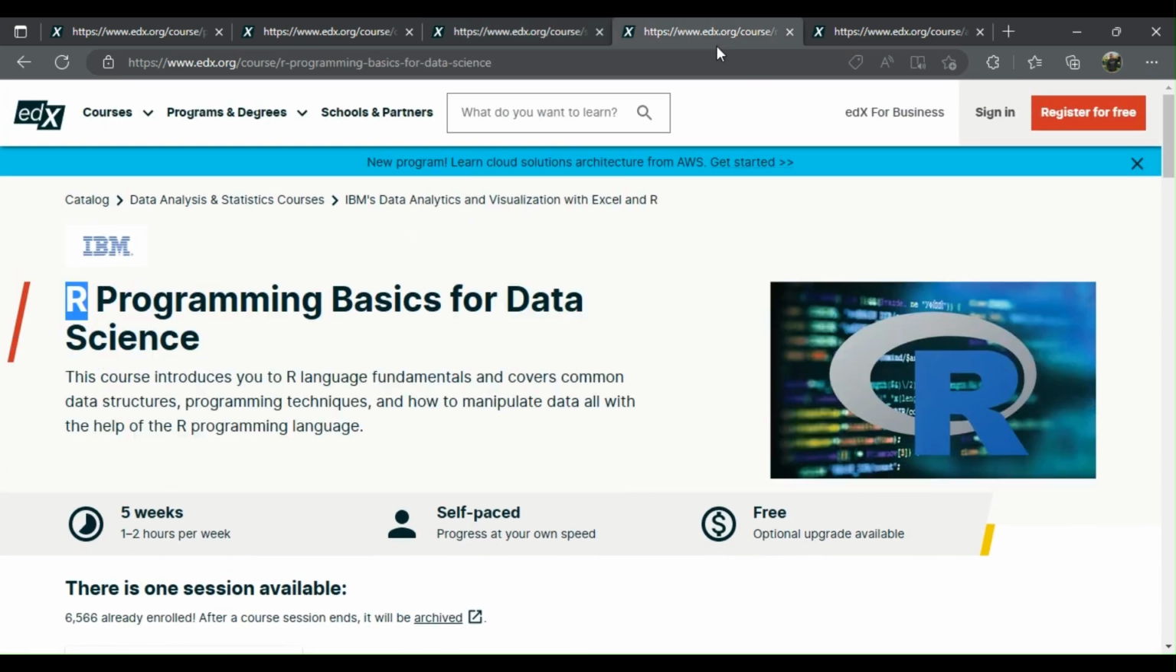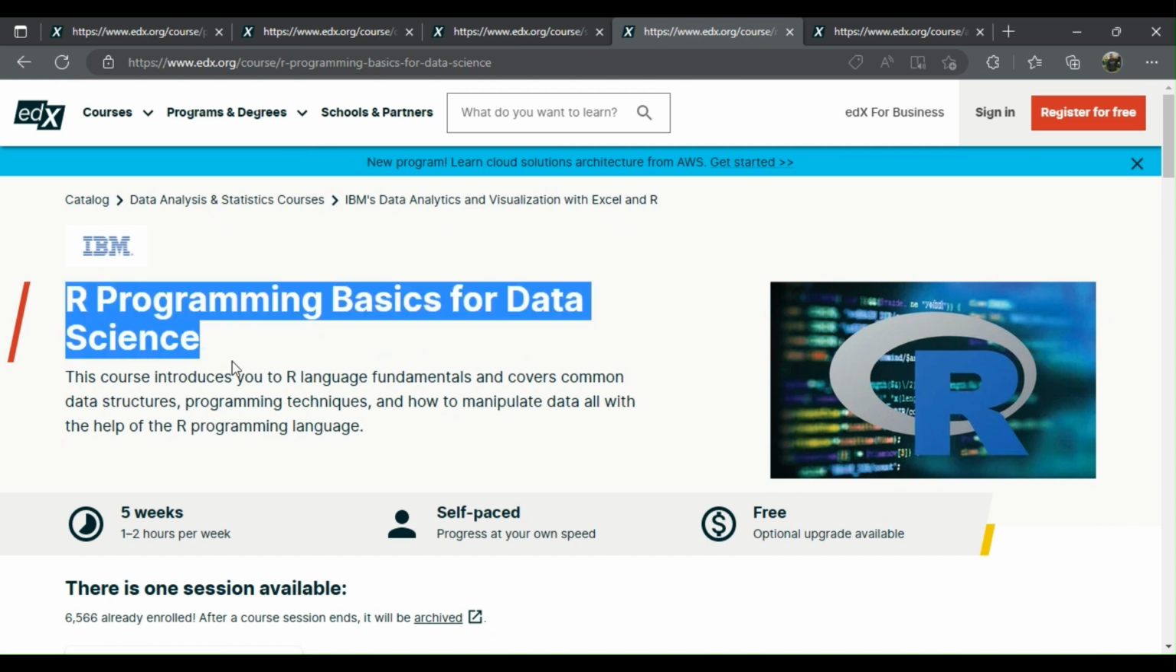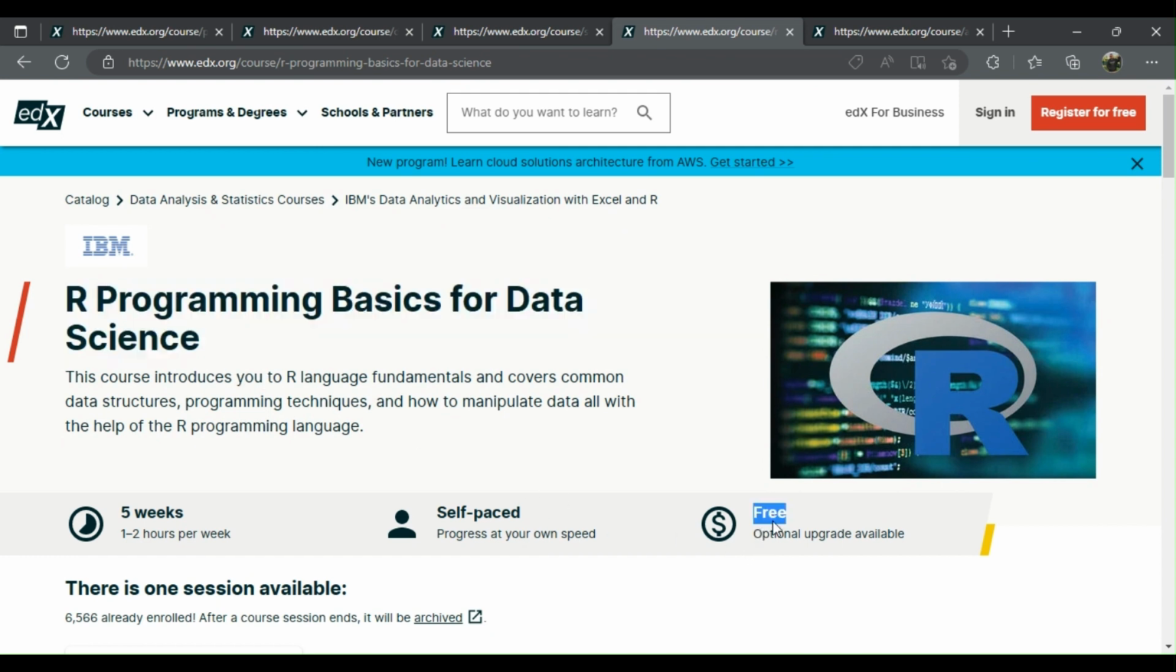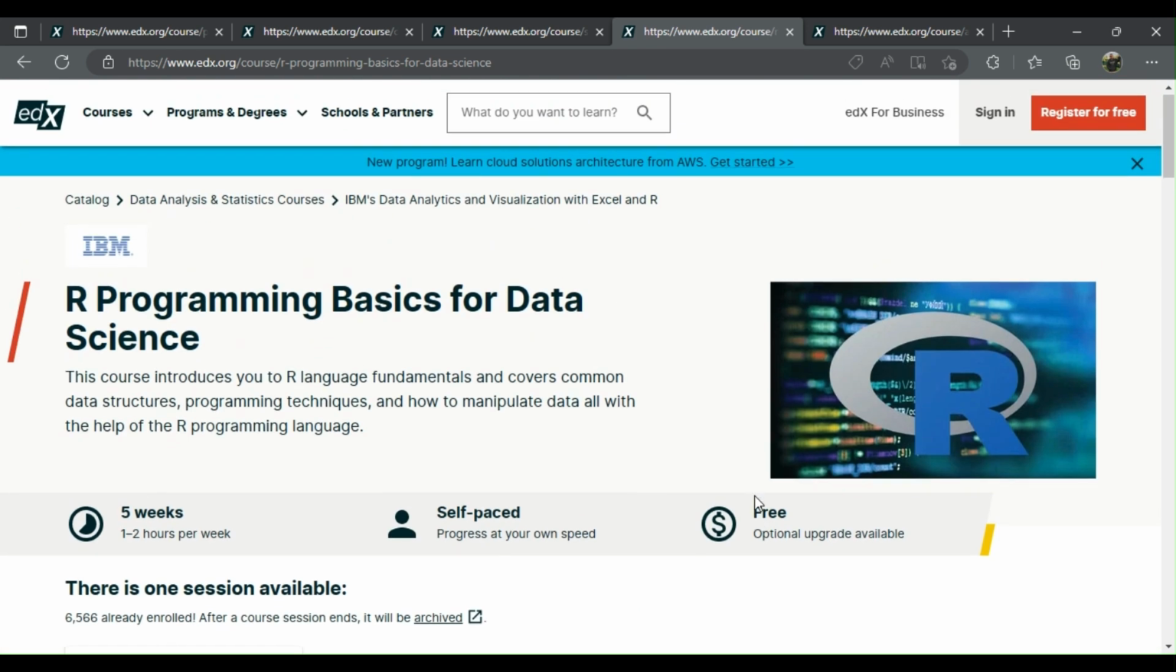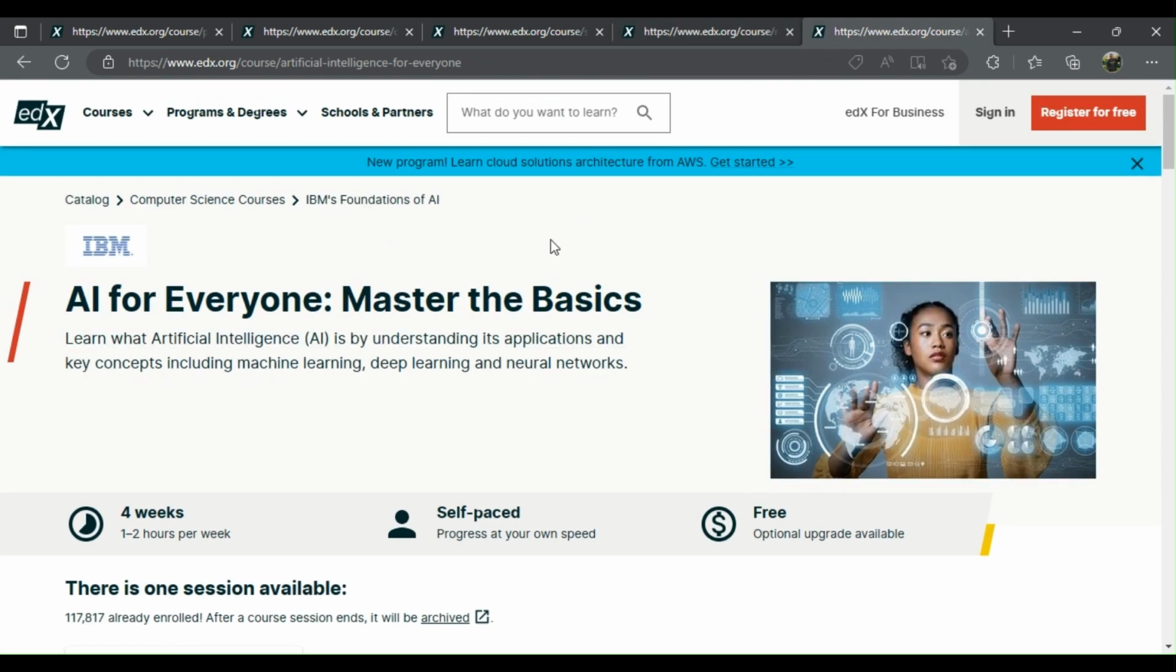4. R Programming Basics for Data Science. R is a common programming language for data science analytics, and having it on your resume will give you a competitive advantage. 5. AI for Everyone.